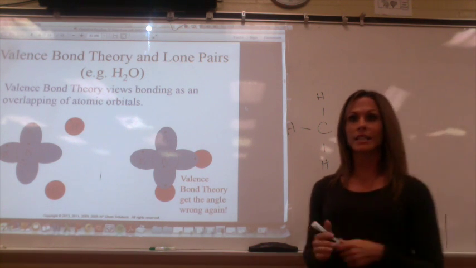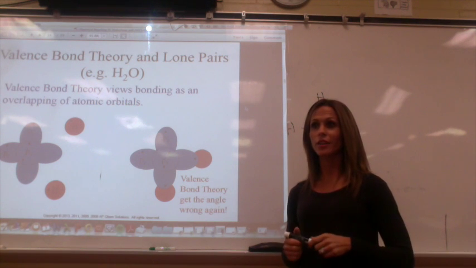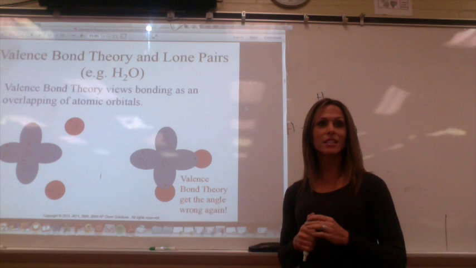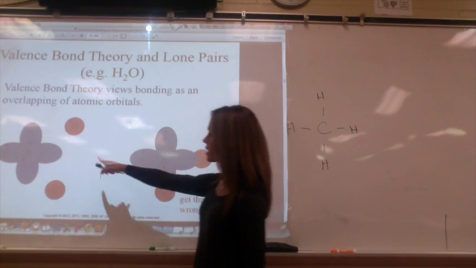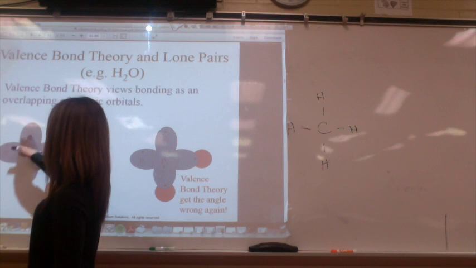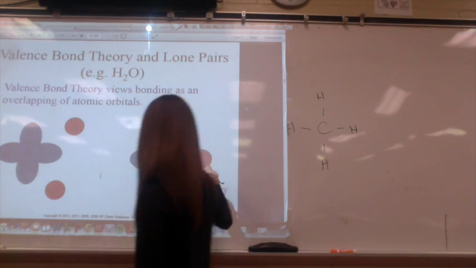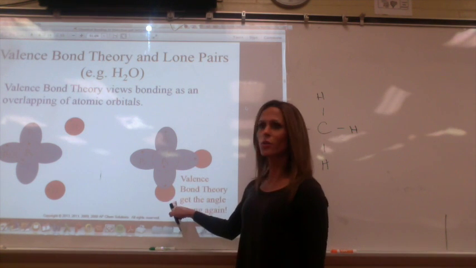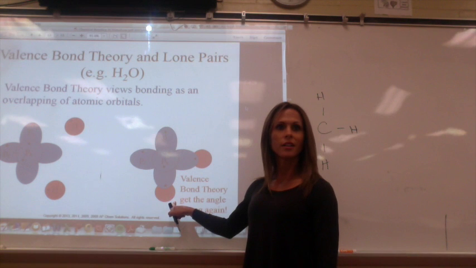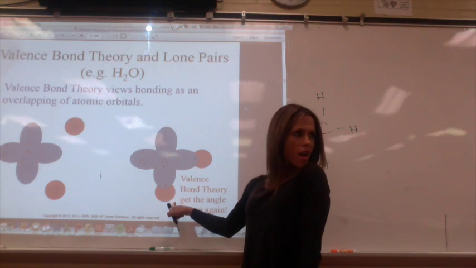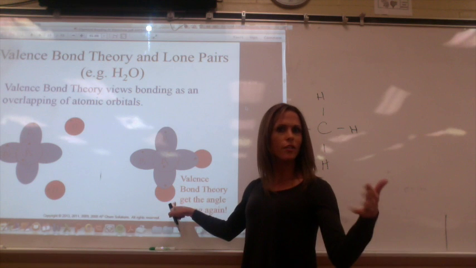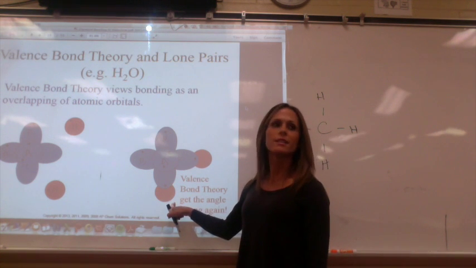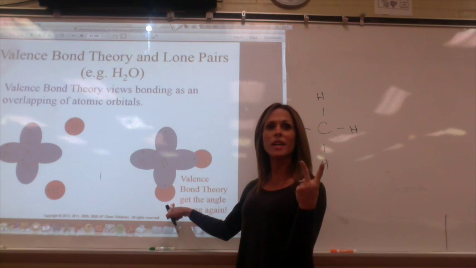Px and py and pz, they're all at what degree angles to each other? 90 degrees. If you end up with this, look, here's your px, your py, your pz, your hydrogens come in to bond. Here they are bonding with your pz and your py. They give me a 90 degree angle. What is the bond angle of water? Nope. Look at your stuff. Come on. It does not. So water has 2 bonding domains and 2 non-bonding domains, and it's bent with a bond angle of what?